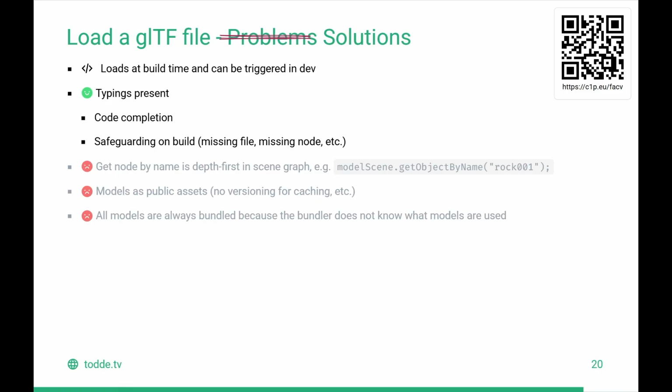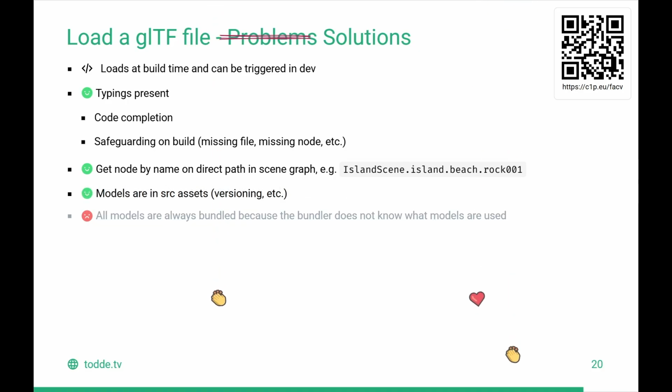Before that, we had a get object by name that was a depth first approach that now is fixed because we have this island scene dot something. Very cool. Also before, our models always had to be public assets. Now they are versioned and models are in the source assets folder. And also only the models we really use are bundled because we can control what models are in the code, and everything that is not inside of our code we can just ignore. And everyone that is using the emojis can see now that I tricked here a little bit the overlay with white backgrounds over the old list points, but yeah, found a nice feature here.